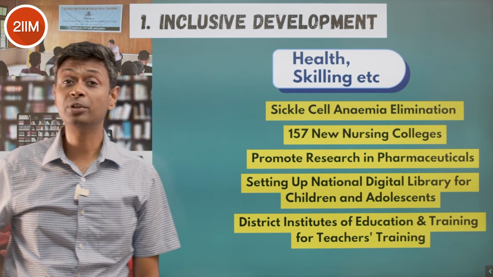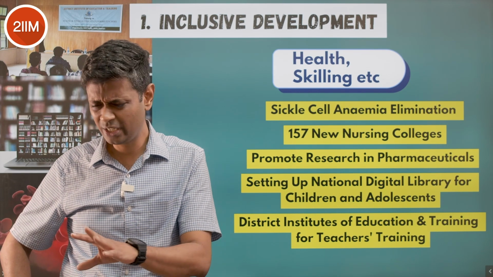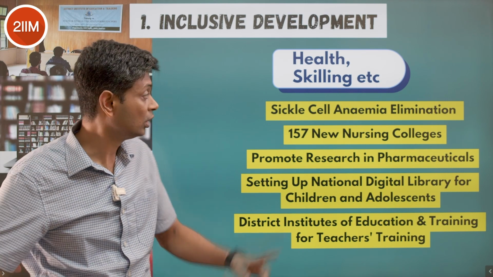Sickle cell anemia is something that we are targeting and saying, look, we will eliminate this deep into the future. It's not a 3-year, 10-year plan. It's far deeper into the future. That is something that we're doing.